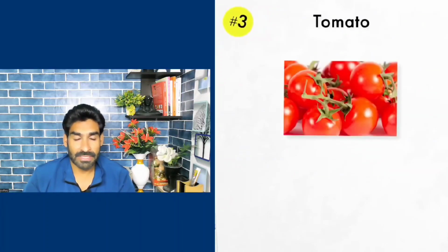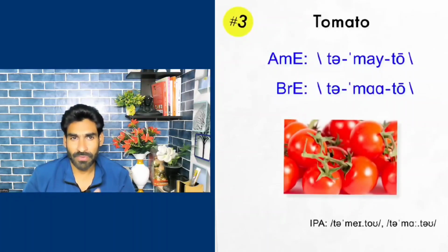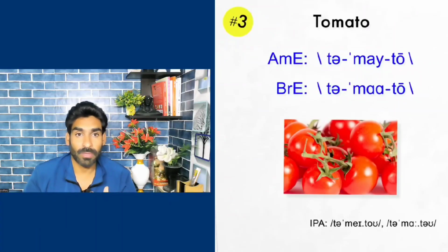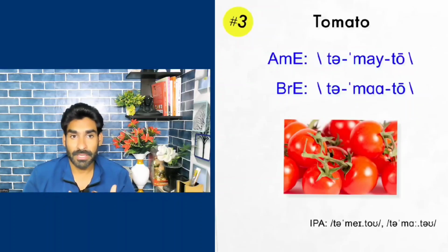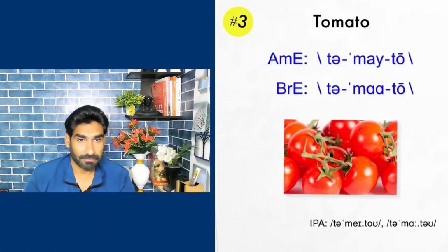The next word we have is tomato. And people generally pronounce the word in a different way. We have two accents, American accent and British accent. In American accent, we say tomato, and in British accent, we say tomato. So we have two syllables in this one, three syllables in the other, and we pronounce the word in a different way.